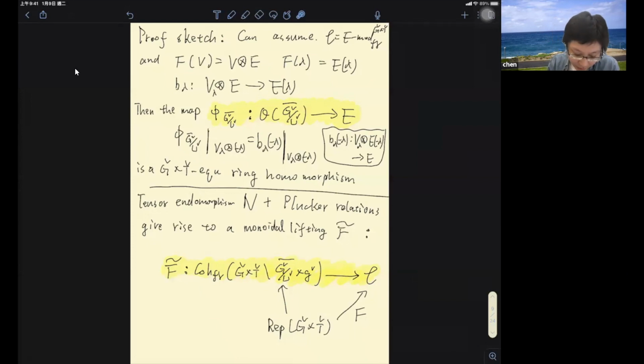And then our functor is given by: on V, send V to V tensor E, and F lambda to E lambda. Here E lambda, as a vector space, is the same as E, and also as a G check representation they are the same, but you twist the T check action by lambda, and you change the equivariant structure of T check. And this B lambda, this arrow, is just a map from V lambda tensor E to this E lambda. So we can reduce to this case.